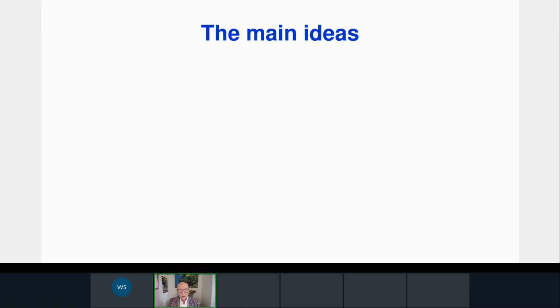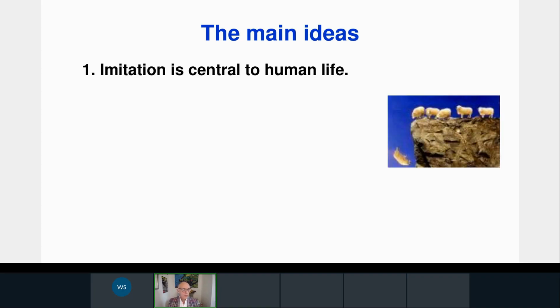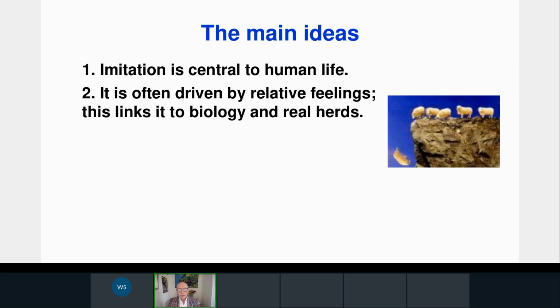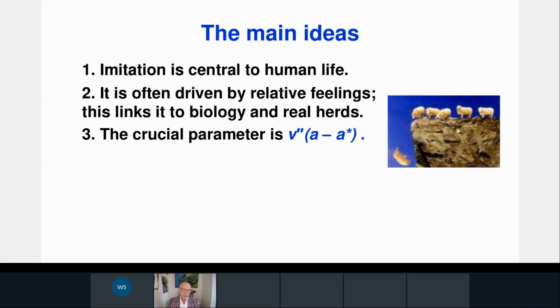Let me go through the main ideas that I'll talk about, then I'll go back, of course, and take them more slowly. When I look at the world, I see imitation, emulation everywhere. Perhaps people don't process that very clearly. I'll argue that this is in general driven by relative feelings, relativistic feelings, you might say, and that will link it to real herd behavior. Interdisciplinary work was mentioned earlier, and I will talk for a few minutes about herd behavior in the wild. The crucial parameter is going to be a second derivative.